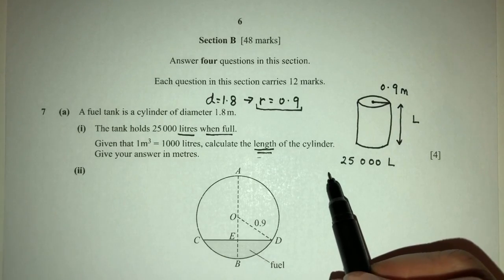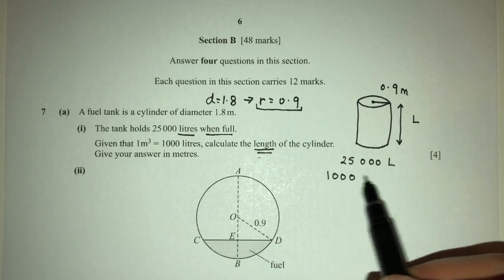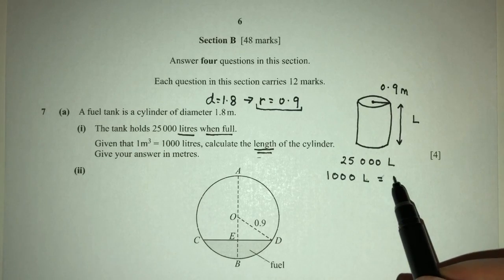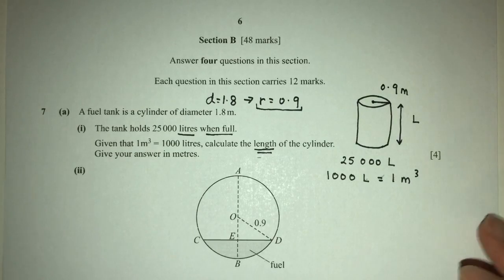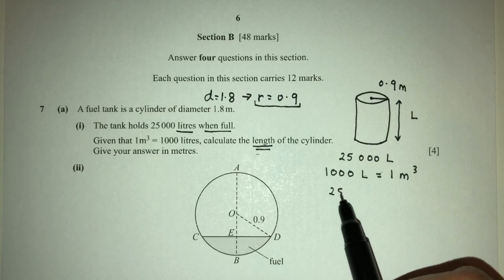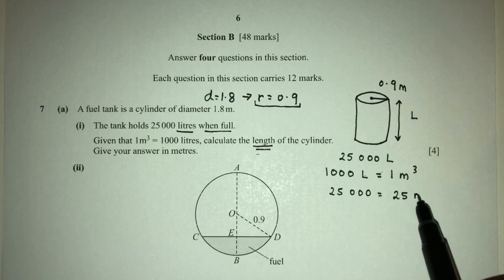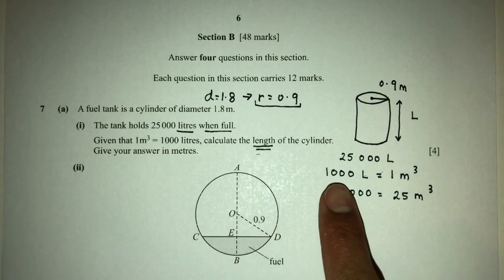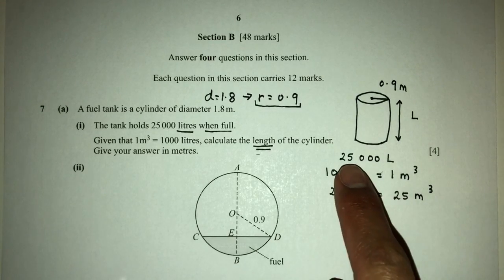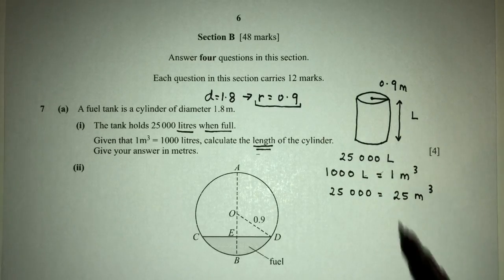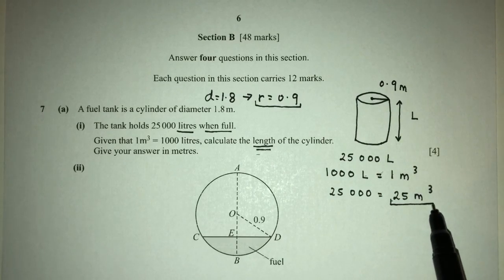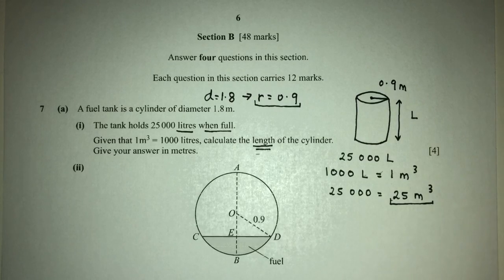Now we're given that 1,000 liters is equal to 1 meter cubed. So what is 25,000 liters? Pretty easy, that should be 25 meters cubed, right? So 1,000 is 1, 25,000 should be 25. So this is the volume of the cylinder in terms of meters cubed.